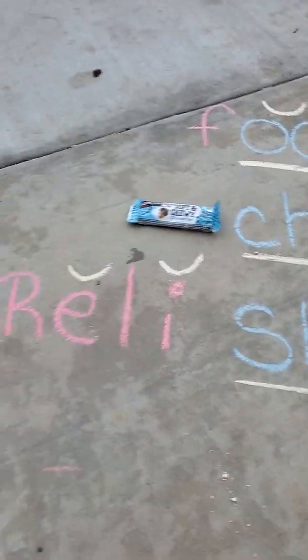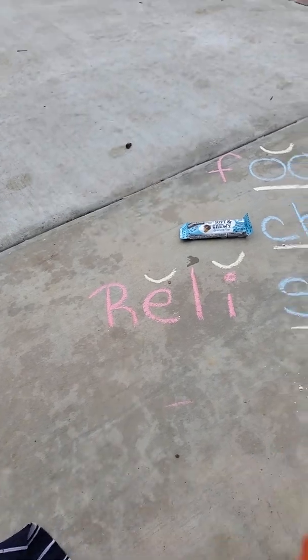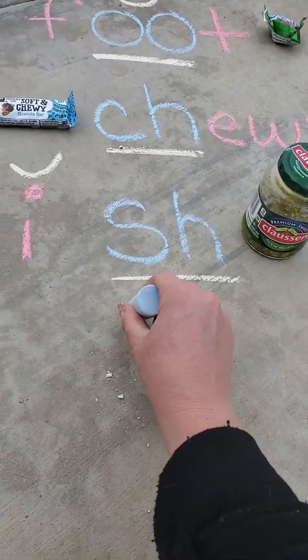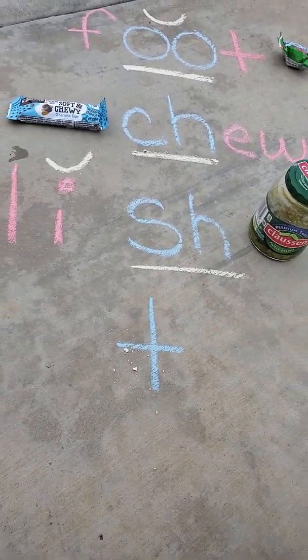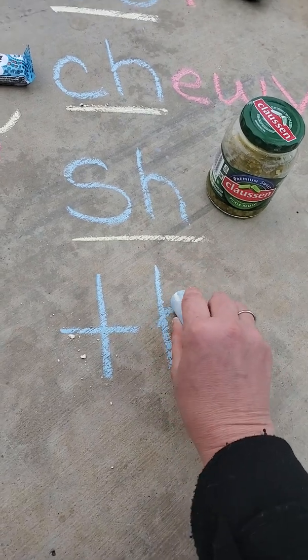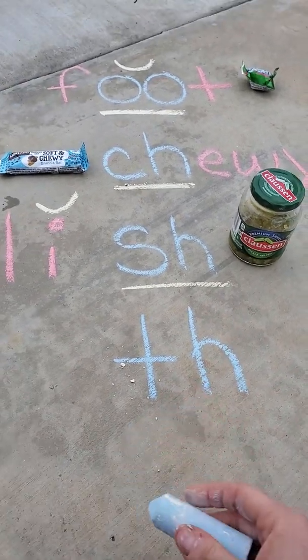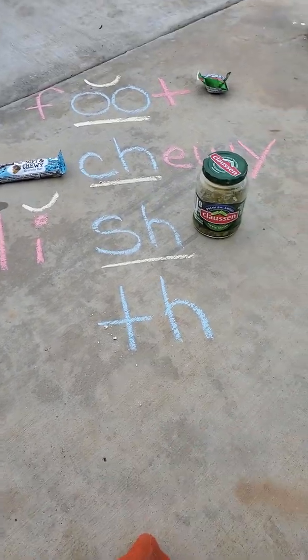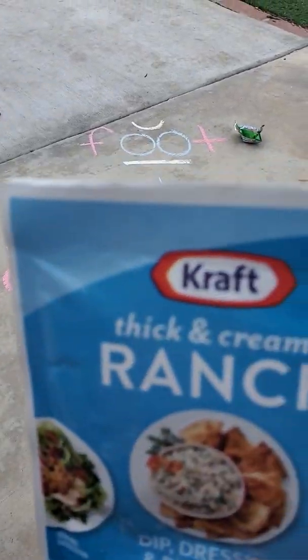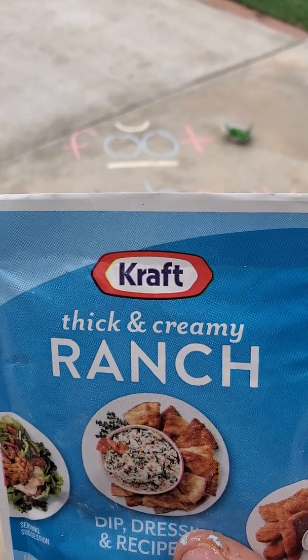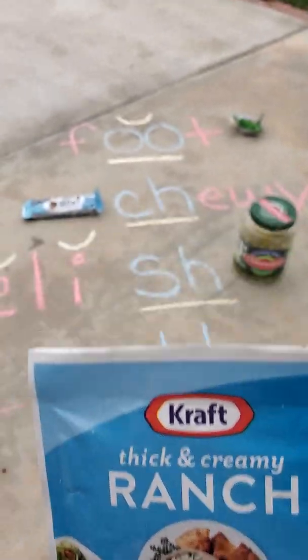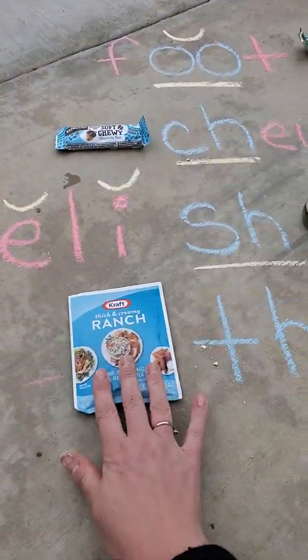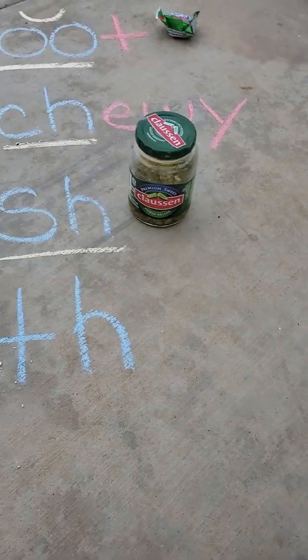All right, the next one that we're going to do is our TH, which T goes t. Your H goes ha. When you put them together, it goes th. That's when you stick your tongue out at me, right? So let's see what we found. And Miss Keegan found some thick and creamy ranch. So I'm going to use the word thick. So I'm going to go ahead and put that right there. So thick.